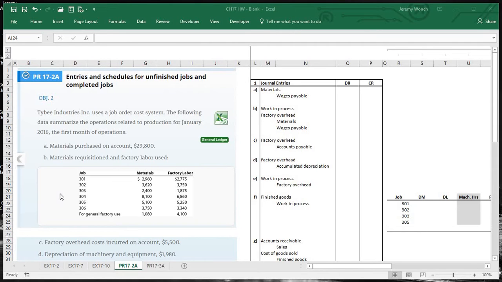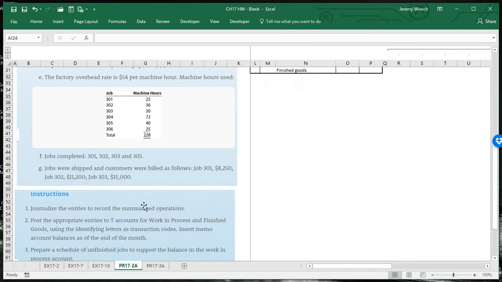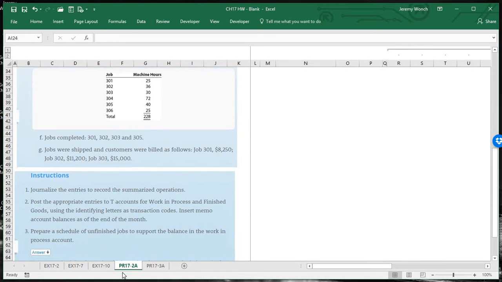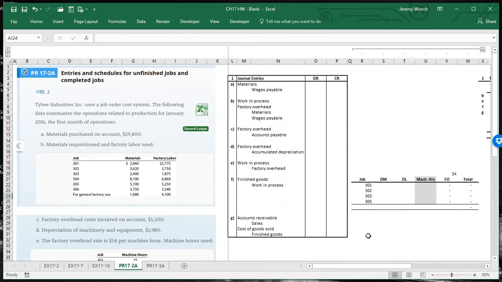All right, so for problem 17, 2A, we've essentially been given a bunch of schedules and information, and it's going to ask us to prepare some journal entries. We're going to do some T accounts, and then do a schedule of unfinished goods. I'm just going to shrink this a little bit. Hopefully that's not too small. The first thing in part one is that it wants us to do some journal entries, so we just need to go through these.